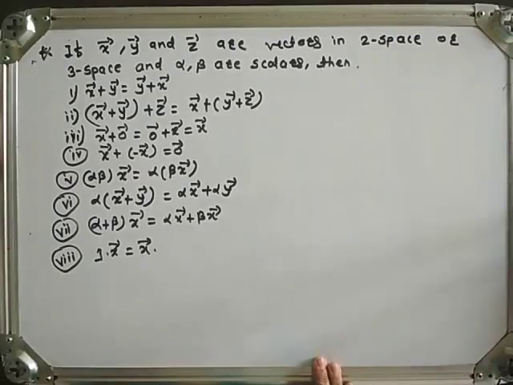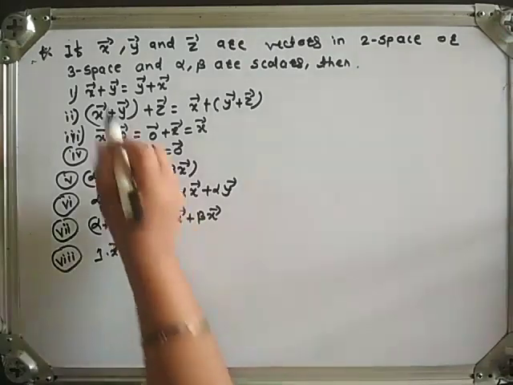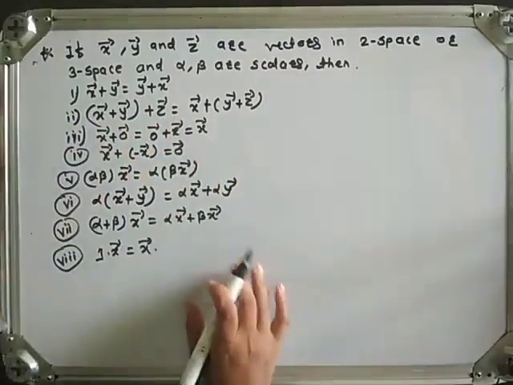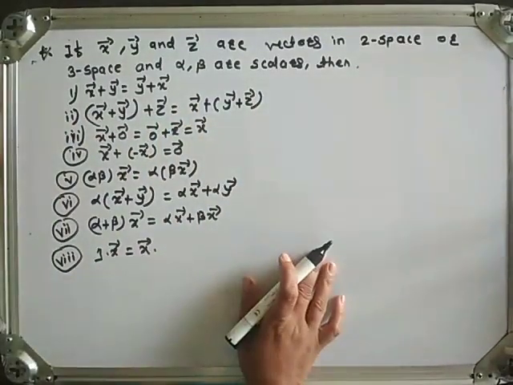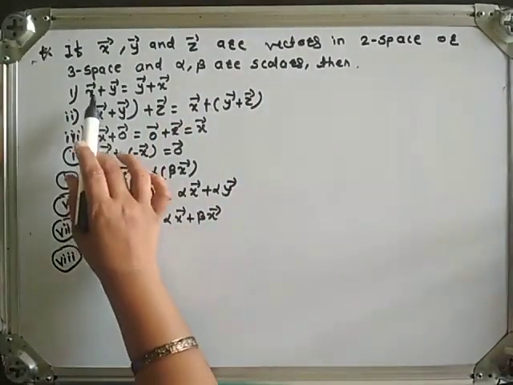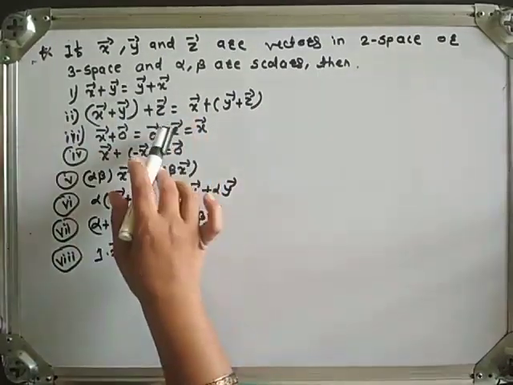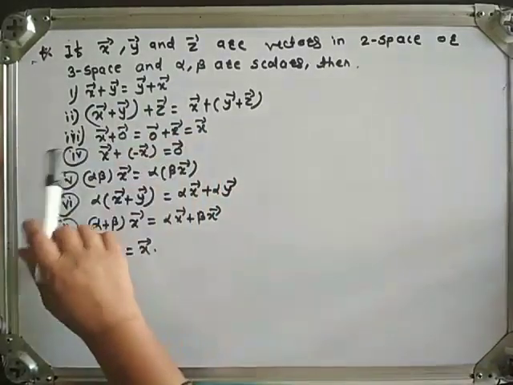Hello students, in this video we are going to discuss the properties of addition of vectors and multiplication by scalars in two space or three space. If x bar, y bar and z bar are vectors in two space or three space and alpha, beta are scalars, then the first property is x bar plus y bar is equal to y bar plus x bar. This is a commutative property.